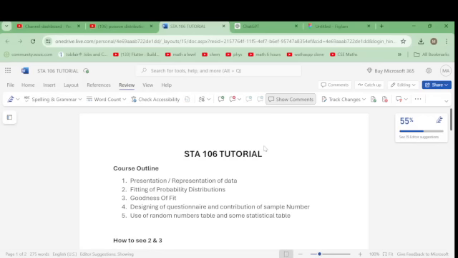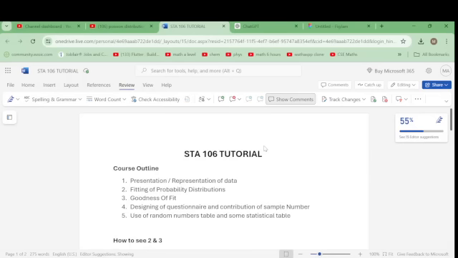So let's get started, no beating around the bush. Now, our course outline: there is presentation and representation of data, there is fitting of probability distribution. I think we treated three distributions: binomial, normal, and then Poisson. Then we have the goodness of fit. The fourth one is designing of questionnaire and contribution of sample number. I don't think we have reached it, but this is kind of easy. You can get it online. And use of random numbers table and some statistical table.